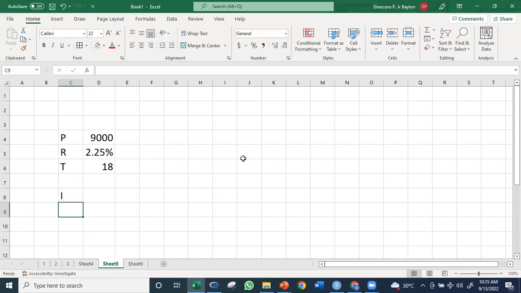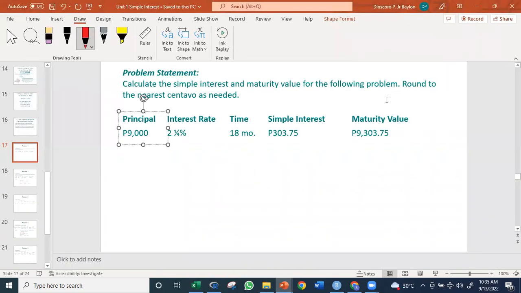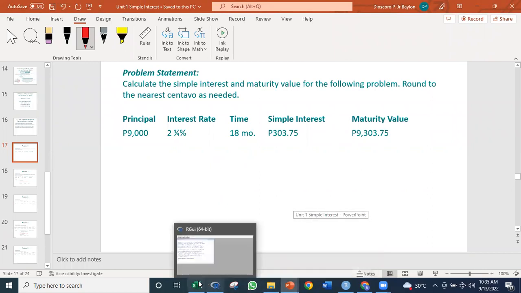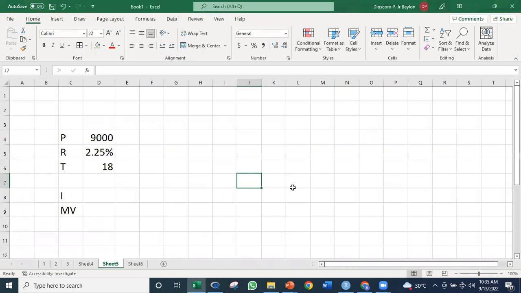Simple interest. All right, so the period is in months, so no need to know if it's exact or ordinary, because exact and ordinary will only be used if the days are given. All right, so this is in months, just to clarify.